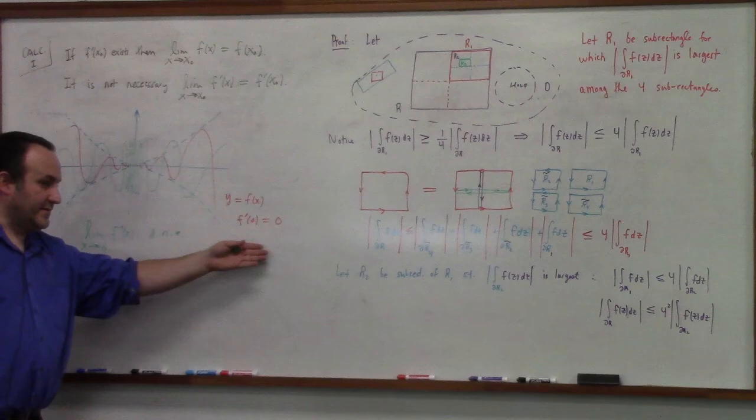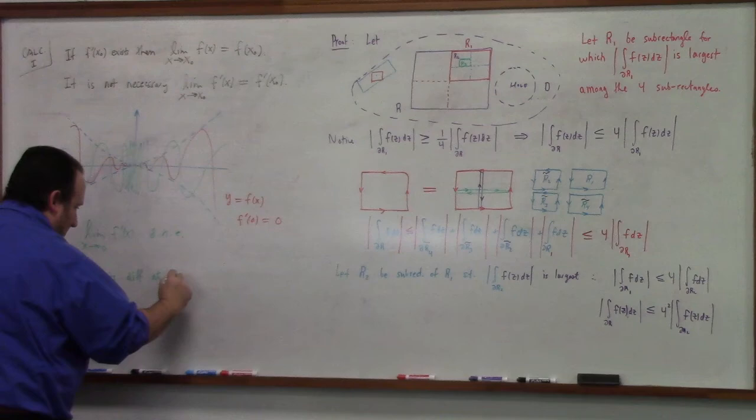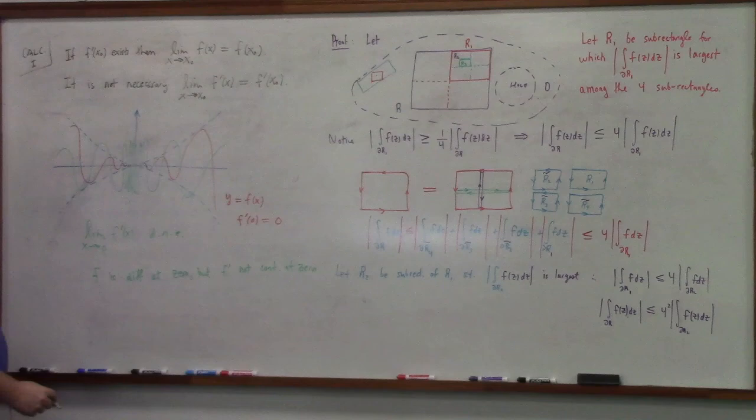So f is differentiable at zero, but f prime is not continuous at zero. This is an example of a function which is not continuously differentiable. So a function is continuously differentiable if it has a derivative which exists, and that derivative as a function exists continuously.